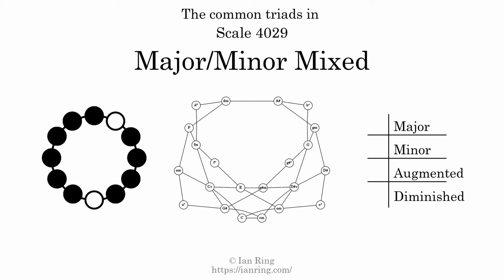The diagram in the center is a graph of parsimonious voice leading between triads. There are 7 major triads. There are 7 minor triads. There are 2 augmented triads. There are 6 diminished triads. Here is a Hamiltonian path of parsimonious voice leading that uses all the triads.